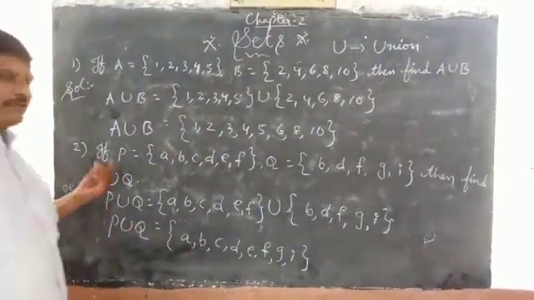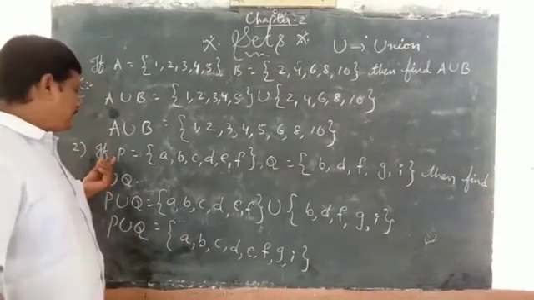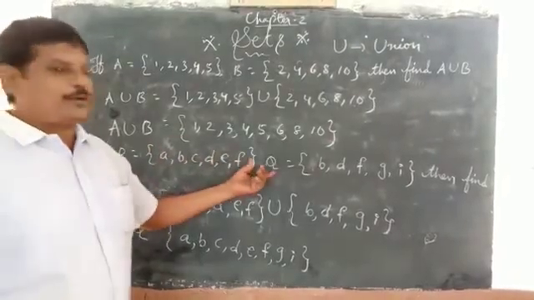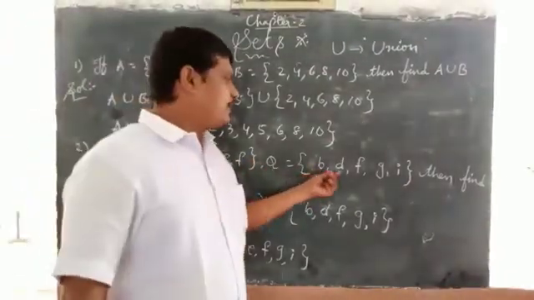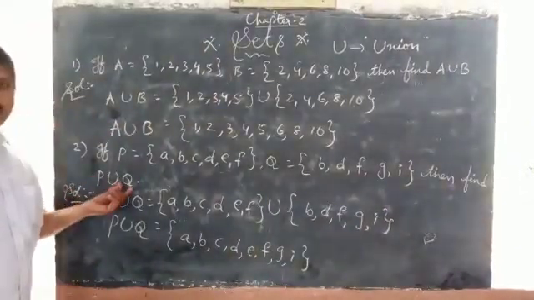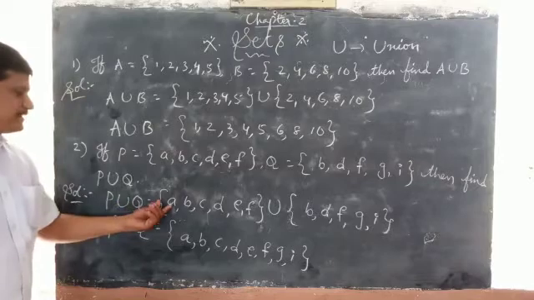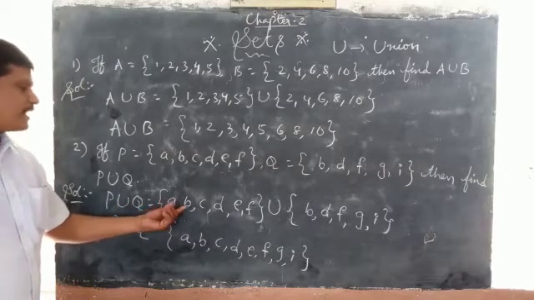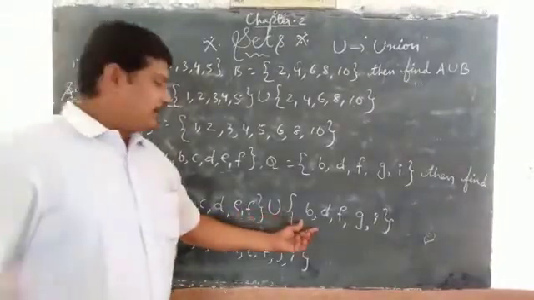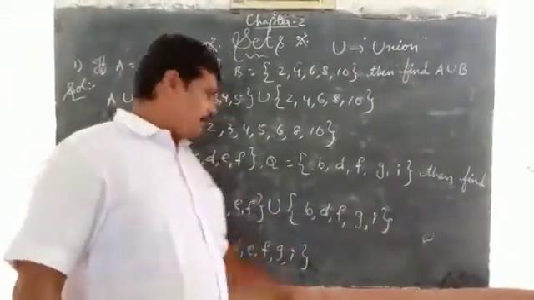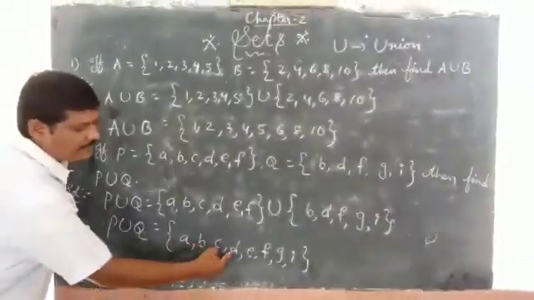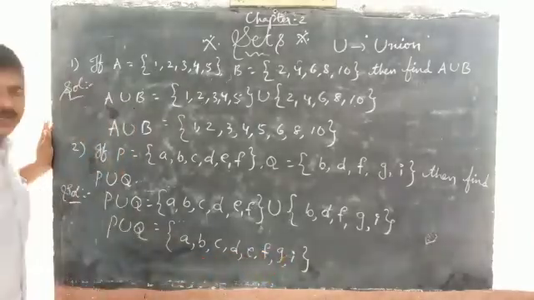Once again, if P equals set of A, B, C, D, E, F and Q equals set of B, D, F, G, I, find P union Q. P union Q means set P, A, B, C, D, E, F, union B, D, F, G, I. Write all elements only one time: A, B, C, D, E, F, G, I. Okay, understood?